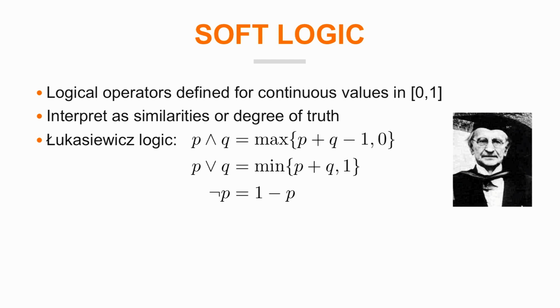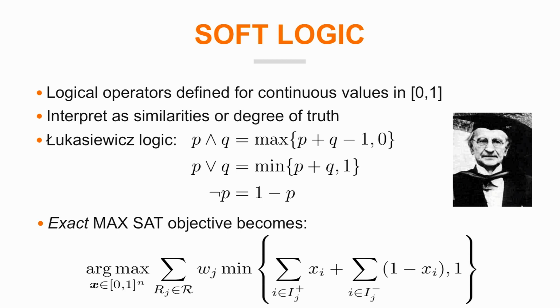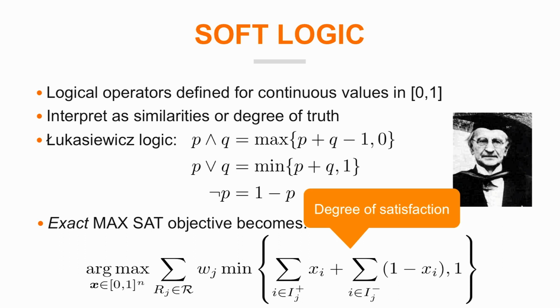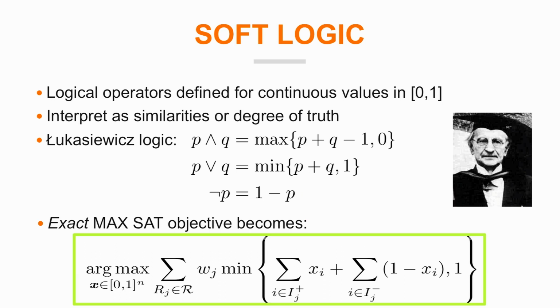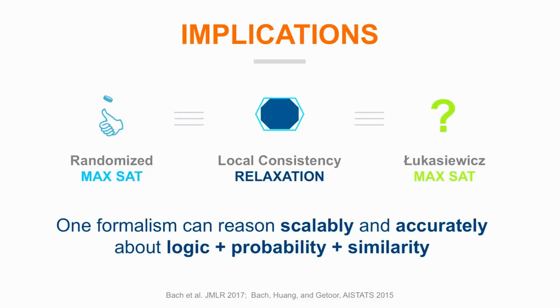And it turns out, if you do a little bit of algebra, doing the exact solution, so now we're not doing any approximate solution here at all, the objective ends up looking like this, where we're trying to find the assignment to the random variables that maximizes the probability. And you can think of the term in the middle here as how satisfied the rule is. Before, you just had 0, 1, is it satisfied or not? Now we have a term that's, how satisfied is it? But again, this has the same form. So cool. This one formalism can allow you to reason scalably under these 3 different interpretations.